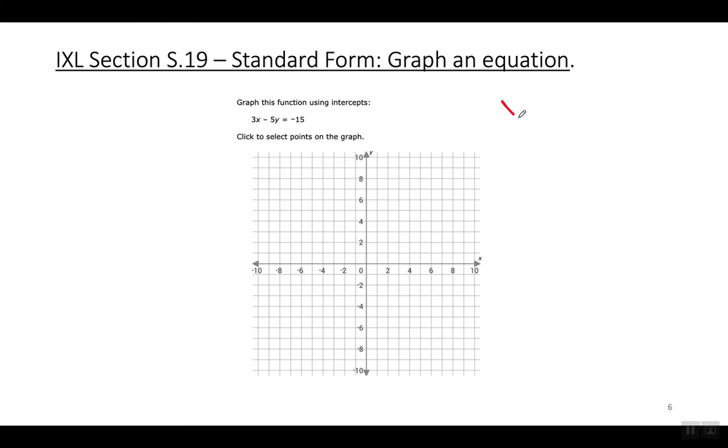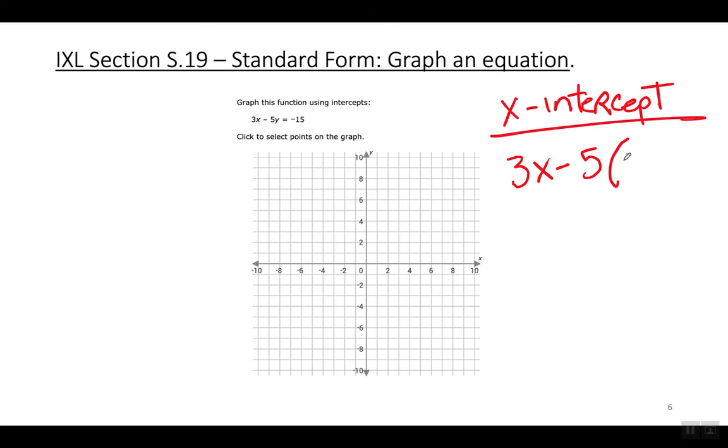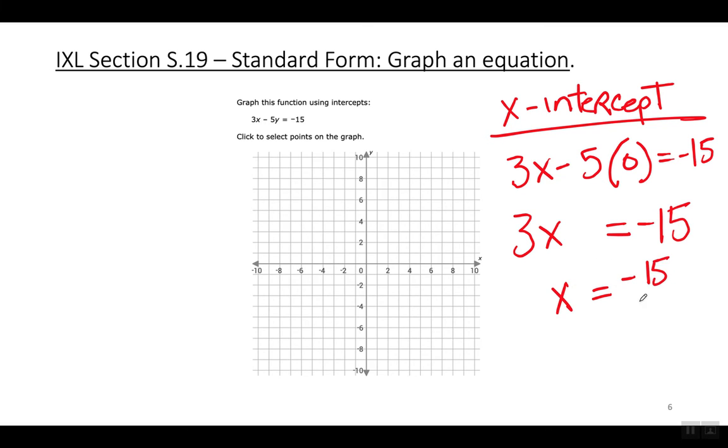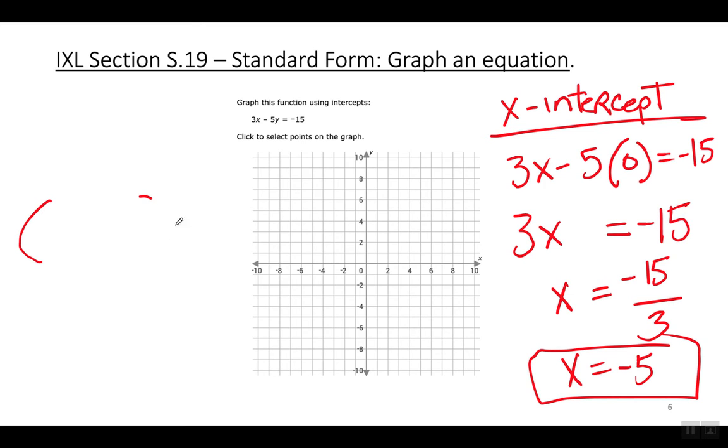All right, so to find the x-intercept, I'm going to make y equal to 0 and solve for x. Para encontrar el intercept de x, hago y igual a 0 y resuelvo para x. This is another easy one that you could do with mental math. Este es bien fácil, lo pueden hacer en la mente. So x equals negative 5. All right, so when y is 0, x equals negative 5.